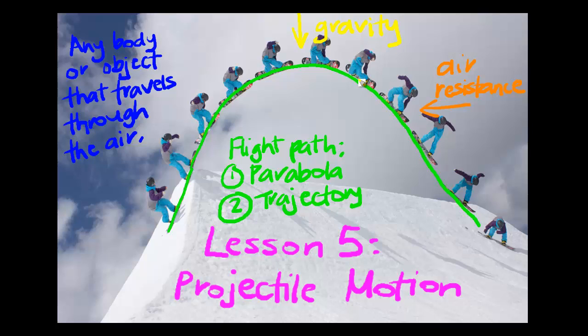From this picture, you need to understand what a projectile is, what we refer to the flight path as, and the two forces that are acting on the snowboarder. Okay, so that's all there clearly for you.